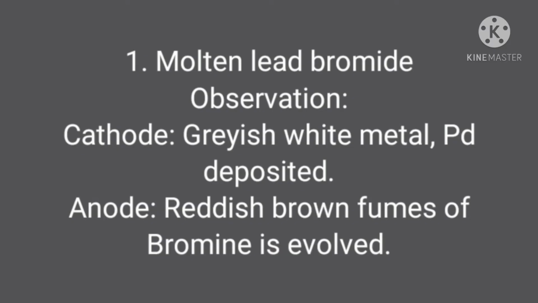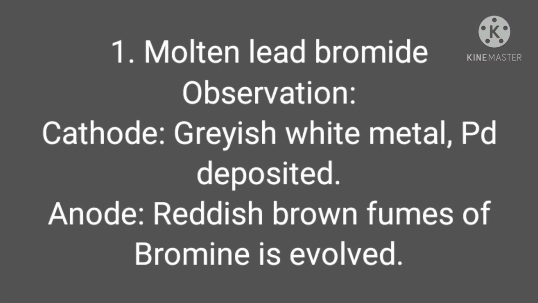Next point is the electrolysis of molten lead bromide. Under all the topics we have to study the observation and the product. So here is the observation. Cathode, grayish white metal of lead Pb is deposited. Anode, reddish brown fumes of bromine is evolved. The product at cathode is lead and the product at anode is bromine gas. Okay, so this is the observation and product for electrolysis of molten lead bromide.